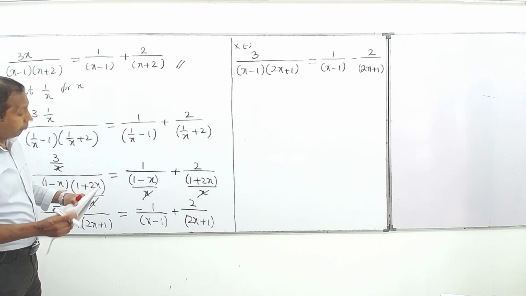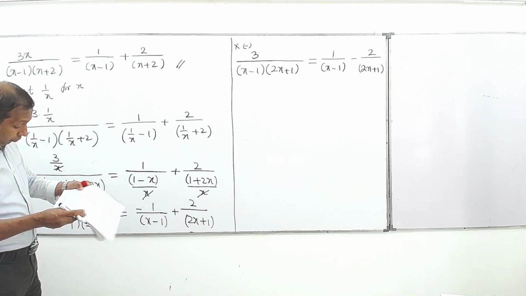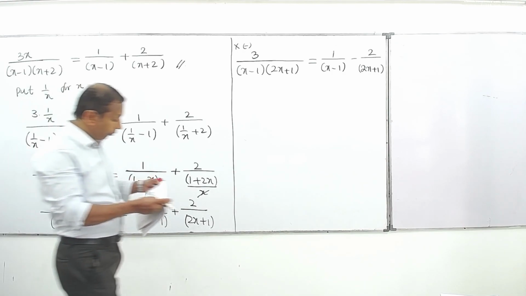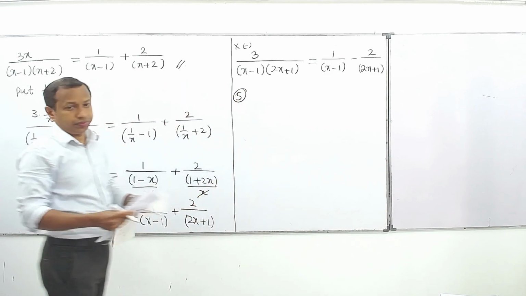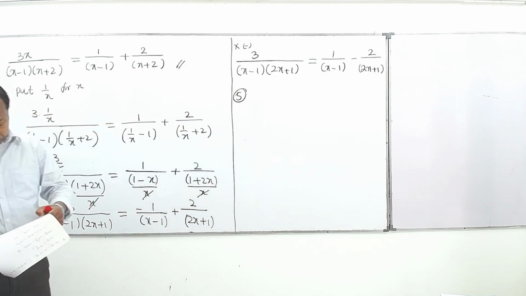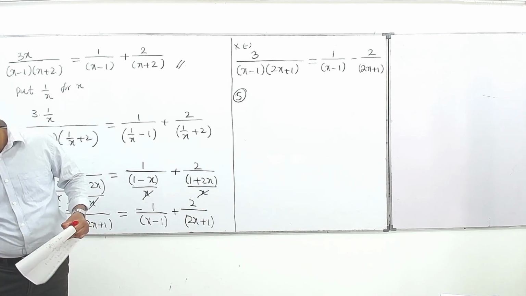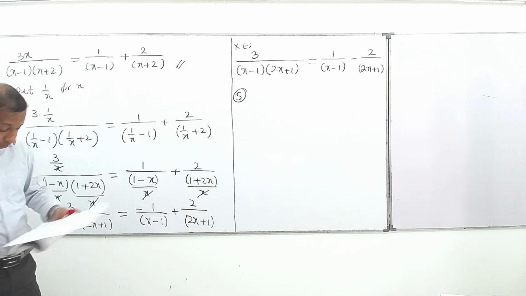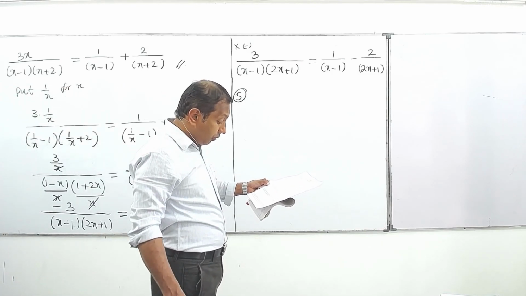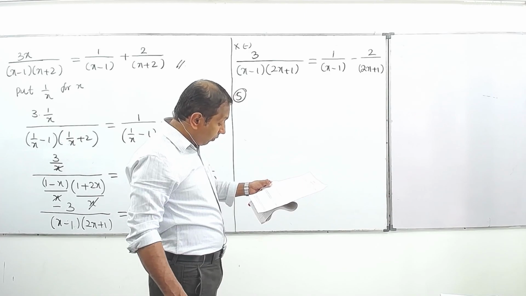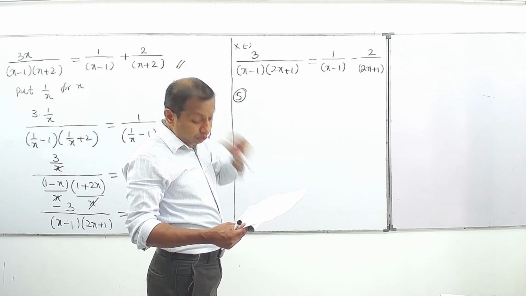Question number 5. It says find the straight line L that passes through the intersection of these two lines. The perpendicular distance from origin to L is 1 unit. Find the equation of line L.